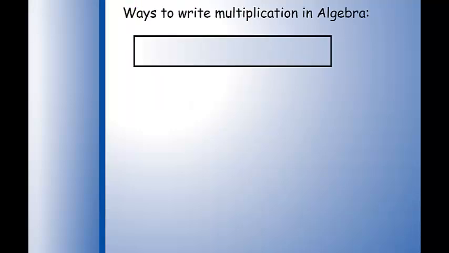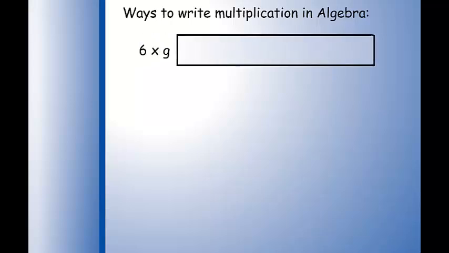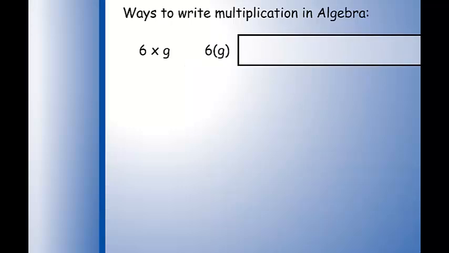There are several ways to write multiplication. The way that we most have seen it is to write it with 6 x g. The x represents to multiply. But in algebra, that might be a problem because we can use x as a variable. So we have some other ways.